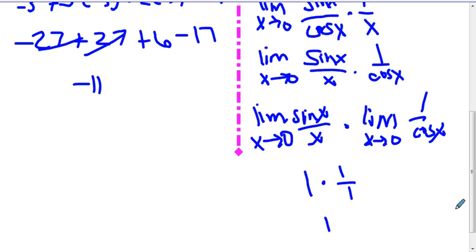Again, if you need to review your trig and your unit circle, there will be some review notes on Canvas. Please check them out. I do expect you to know that.